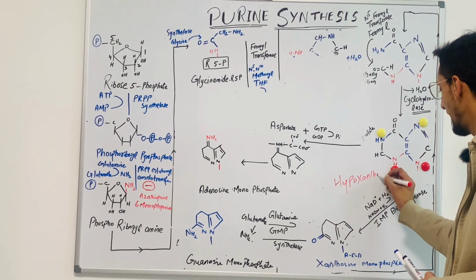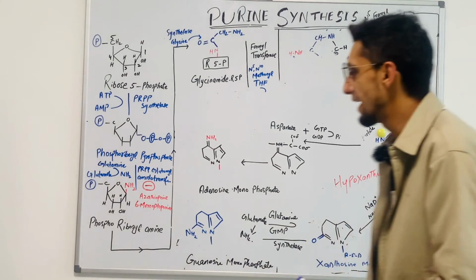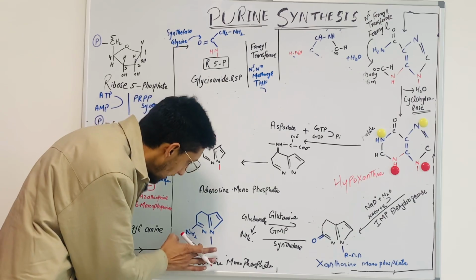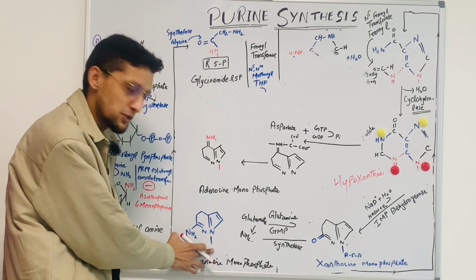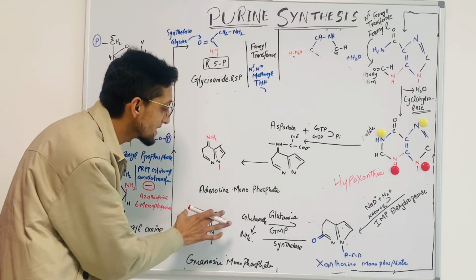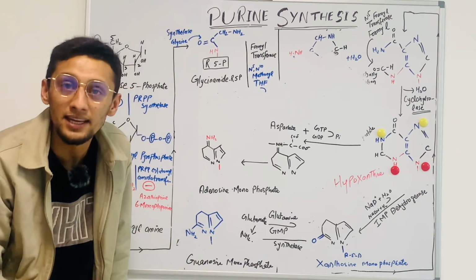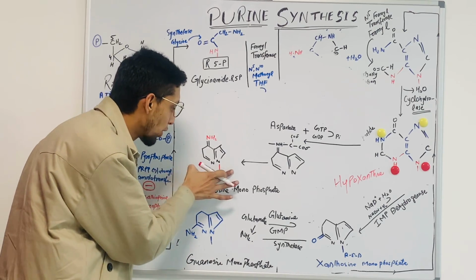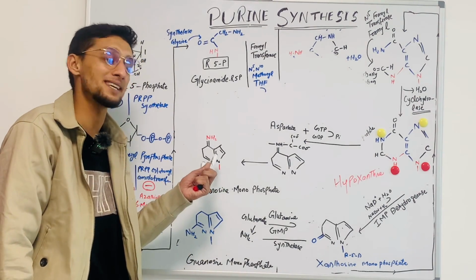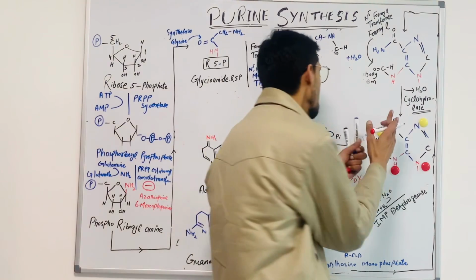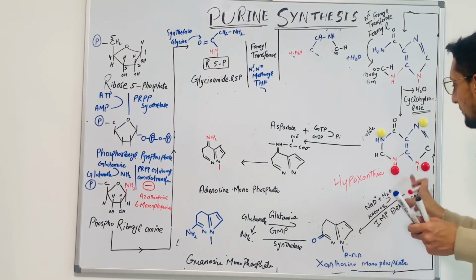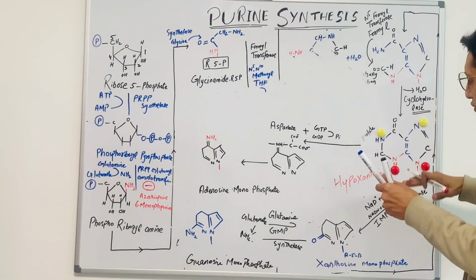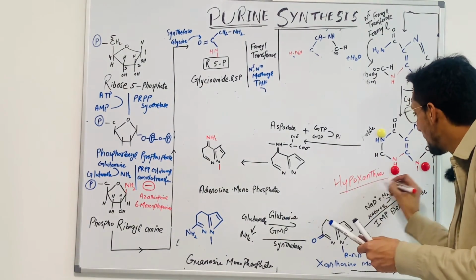Hypoxanthine, right? So I can say that if the ribose sugar is detached from guanosine monophosphate, this is a free base known as guanine. If I remove the ribose sugar along with the phosphate from adenosine monophosphate, this is a free base known as adenine. And if I remove the ribose sugar from the precursor, that is inosine monophosphate, it will be called hypoxanthine.